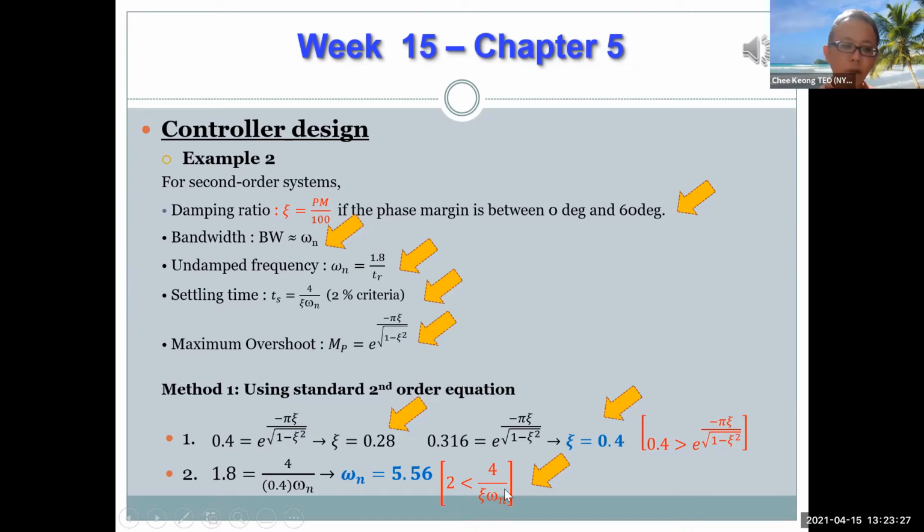So using zeta 0.4, we use the other formula, which is 4 over zeta omega n. This is your settling time formula. And of course, if we use less than 2 seconds, let's say we give it around 1.8, then plugging the 0.4 in, we'll arrive at omega n equals 5.56. So right now, what we have achieved is we found zeta, which is 0.4, and omega n, which is 5.56. Now with these two found, you will be able to find all the timing parameters, right? Next step, we will see what we can find.